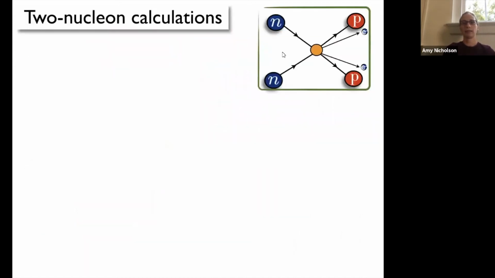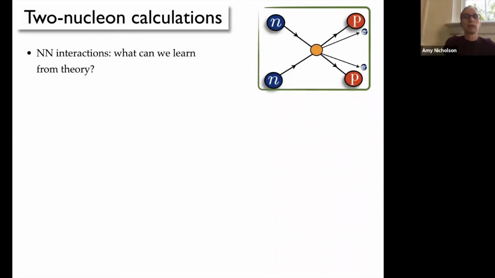And so that is in the third diagram that I wrote down here. This two neutrons goes to two protons via some contact. So this falls into a more general category of two nucleon calculations in Lattice QCD, which is still a relatively young field. So just thinking about two nucleons in general, what might we want to learn from theory? So one is these NN matrix elements, these two nucleon matrix elements, which are unknown. Which are relevant for neutrinoless double beta decay, as I already described.